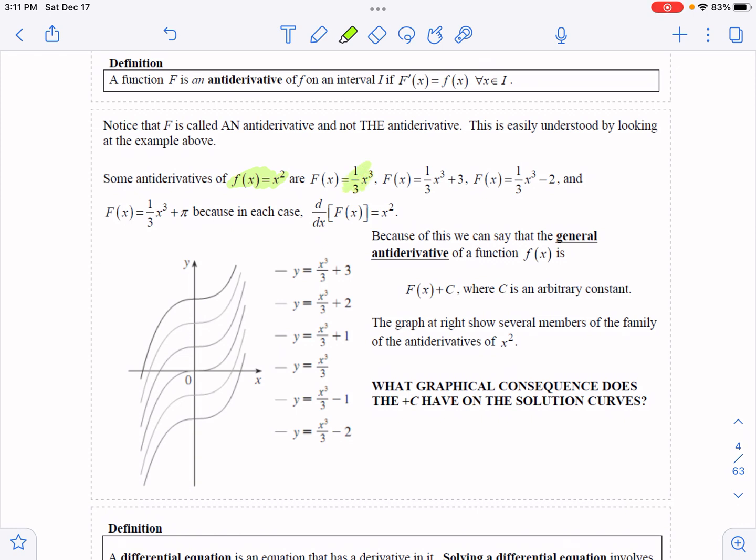what they all have in common is the 1/3 x cubed, but they all differ by constants. And that's because constants vanish when you take their derivatives. And you can see graphically that what that means is they're all shifted vertically. But shifting a graph vertically doesn't affect slopes, so we expect all of those to have the same derivative. Okay, and you'll also notice that when we find antiderivatives, we put a plus c. So when you find antiderivatives, you're finding a whole family of functions whose derivative is whatever you are presented with.